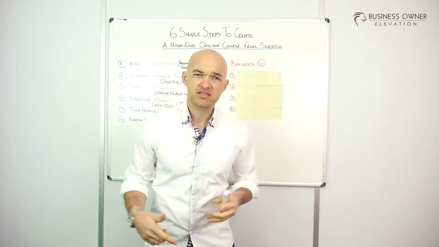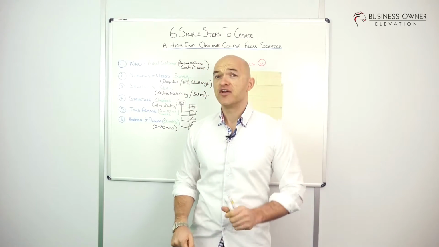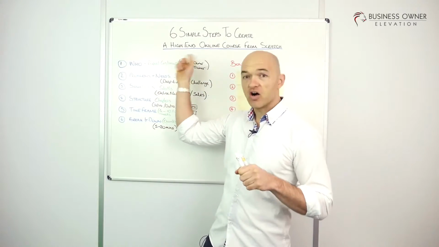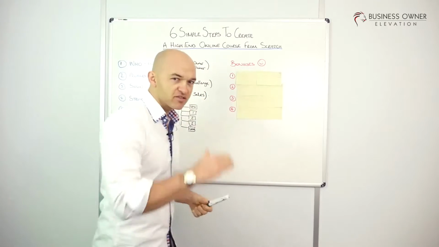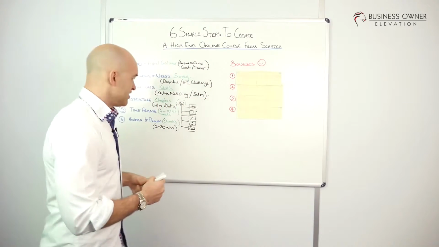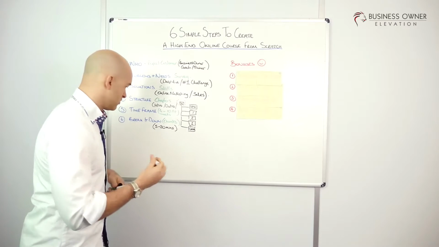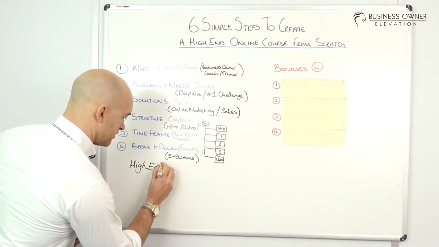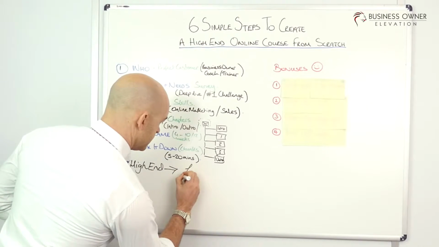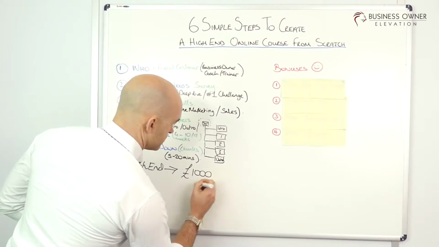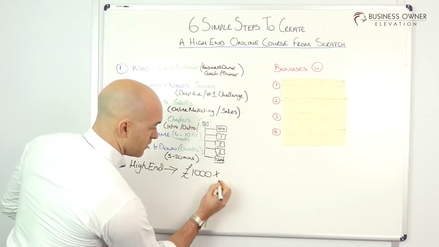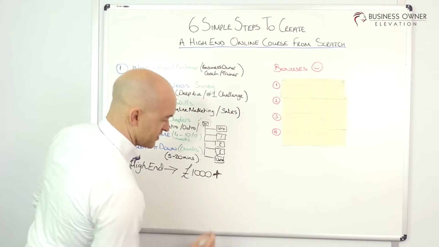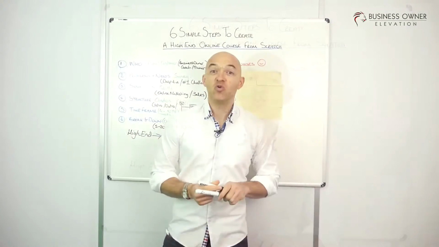But you're probably asking the obvious question, and this is the question I'd be asking if I was on the other side of the camera: what does Leon mean by high end? Well, it's nothing to do with height, guys, it's to do with money. So if you're creating a high end course, we're talking anything that is £1,000 or more. So that was meant to be a plus. Let's see if I can make that a bit better. There we go. So £1,000 or more, guys.